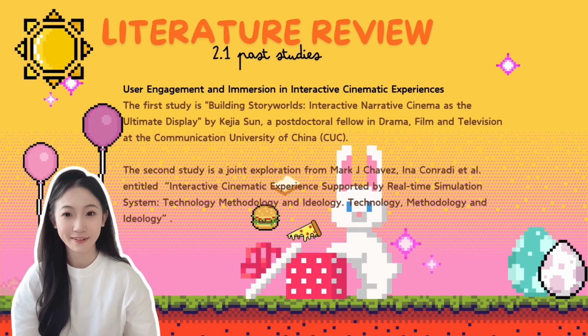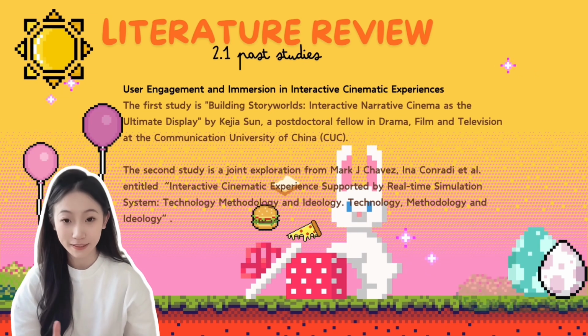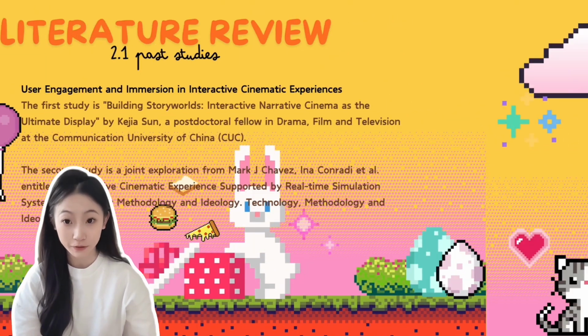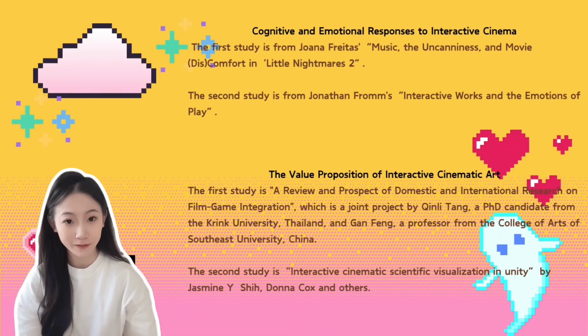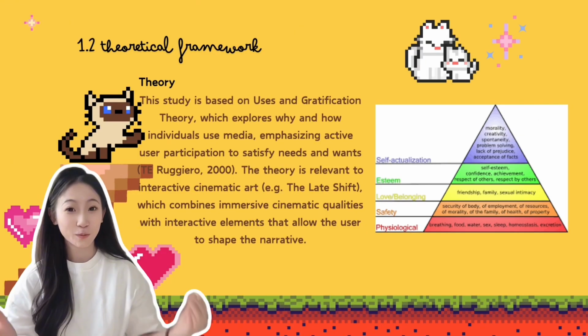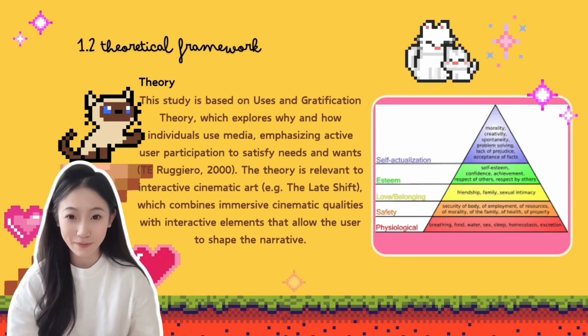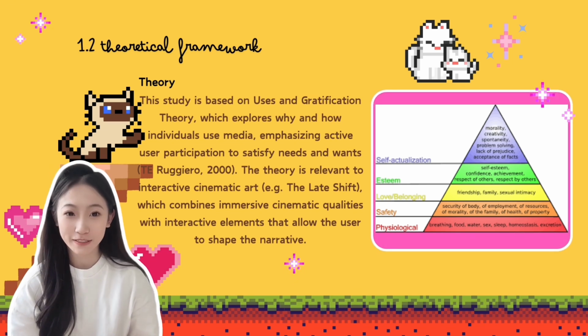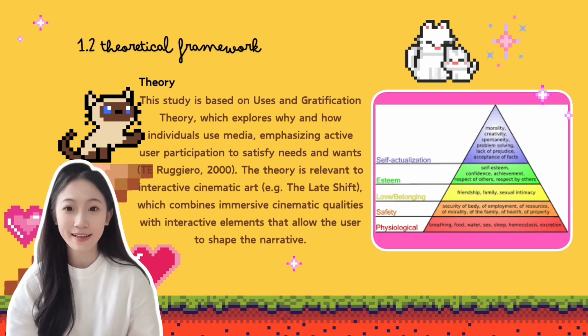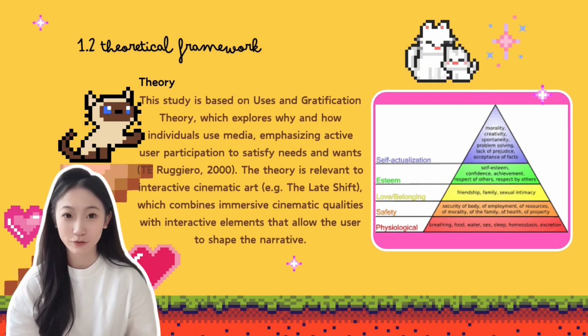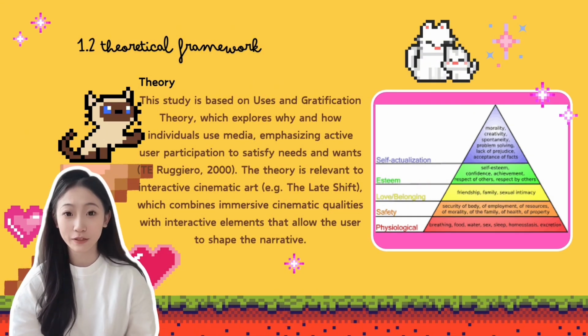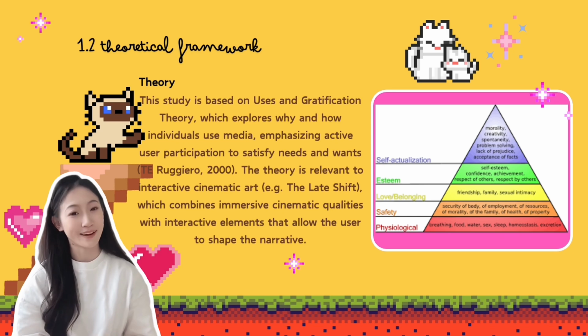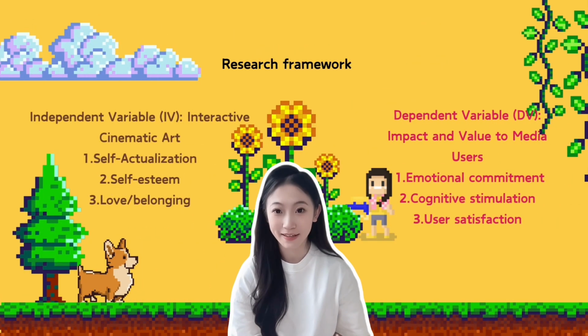Well, now is our second part, literature review. I have selected a total of 6 relevant studies to analyze in terms of research objectives, relevant theories, methodologies, population, samples, and also the results. I divide it into 3 subtitles. So which theory do I use? This study is based on uses and gratification theory, which explores why and how individuals use media, emphasizing active user participation to satisfy needs and wants. The theory is relevant to interactive cinematic art, which combines immersive cinematic qualities with interactive elements that allow the user to shape the narrative. We must know the IV and DV of the research framework.